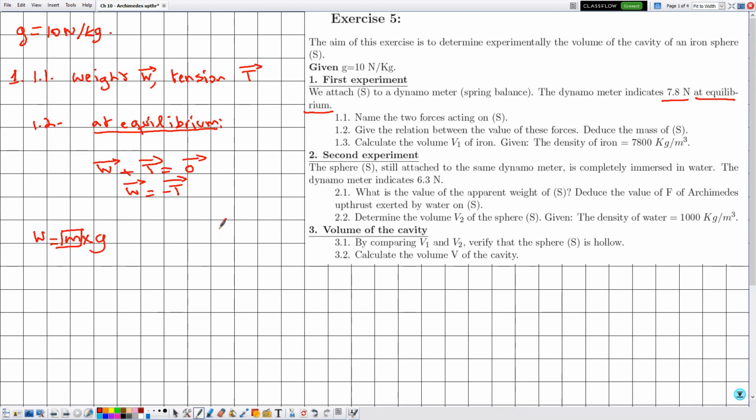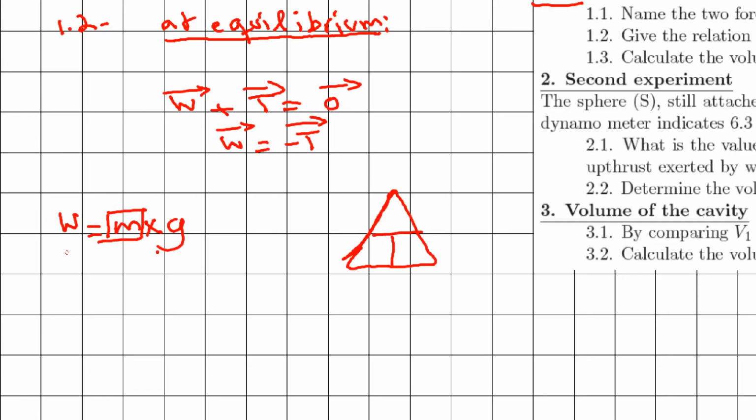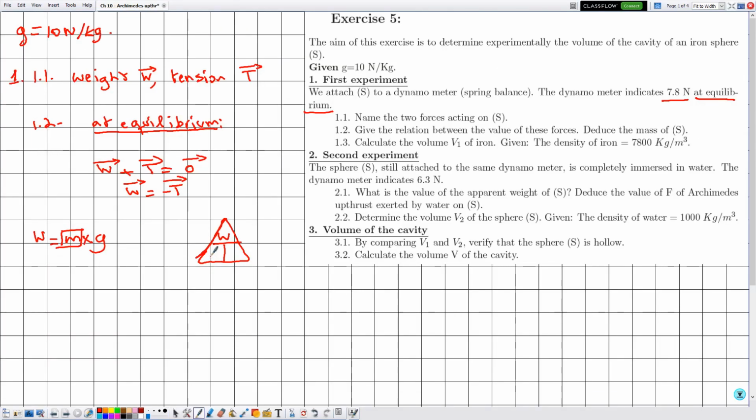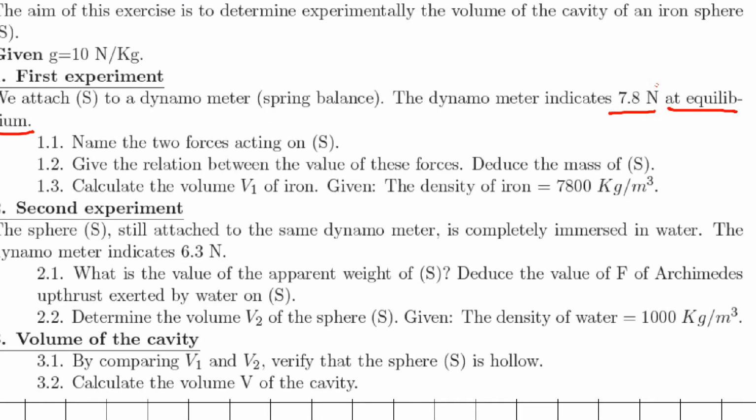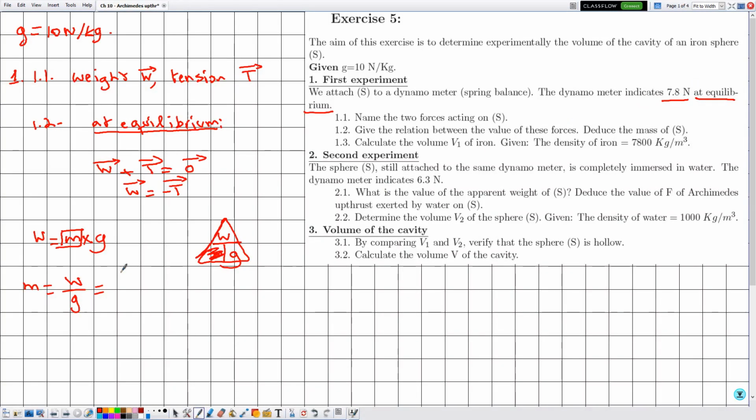So constructing the triangle of this formula, here because we have multiply, then W will be at the top, M and G at the bottom. We are interested in calculating the value of M, which is given by W divided by G. So here, the dynamometer indicates 7.80 newtons, which is the value of the weight and the tension at the same time. Then 7.8 divided by 10.